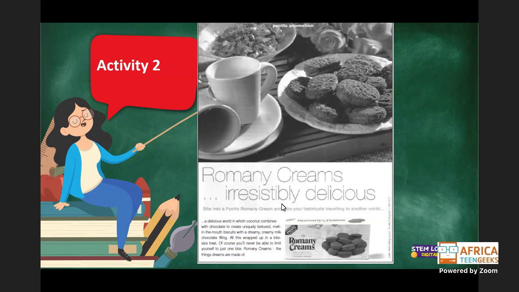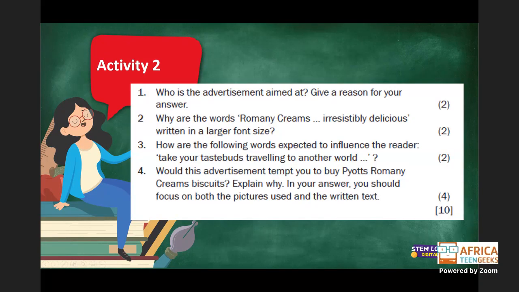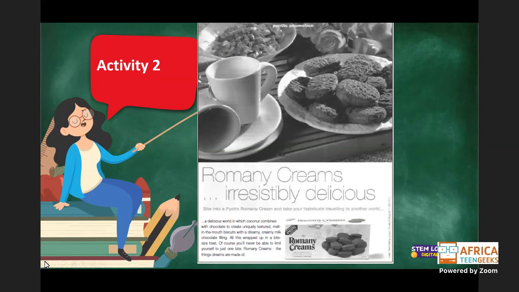Okay, all right. So we can go to the questions. Who is the advertisement aimed at, do you think? Give reasons for your answer. So who do you think would be drawn to this? I'm already sold, in fact. So we've got an answer there: old people.